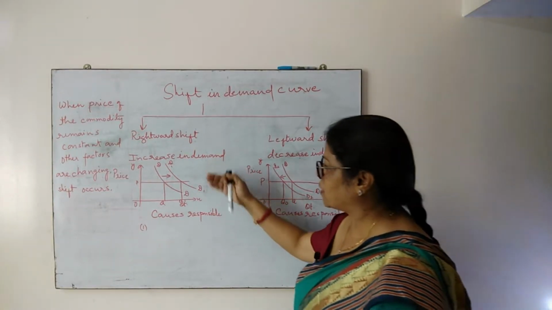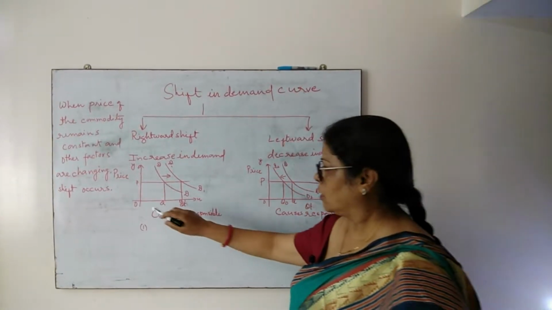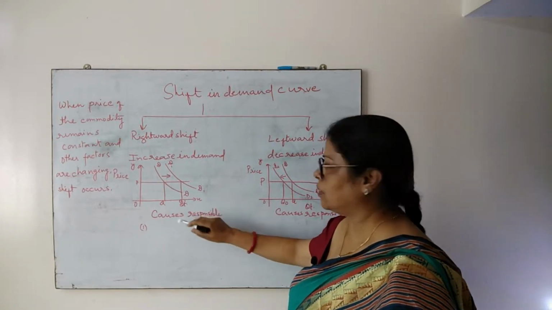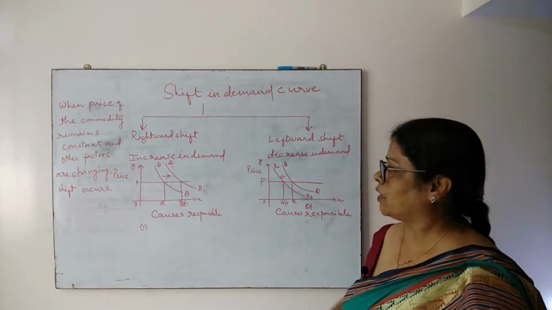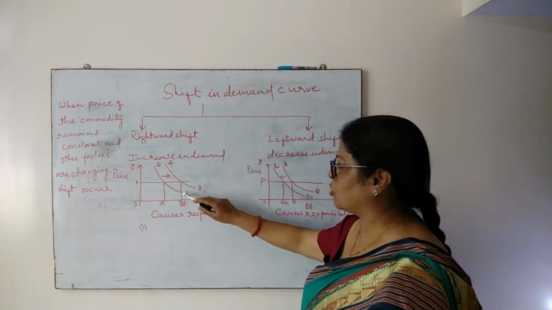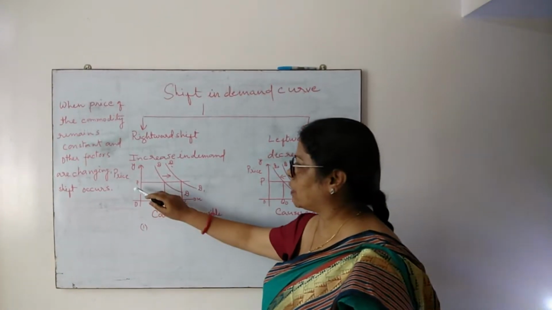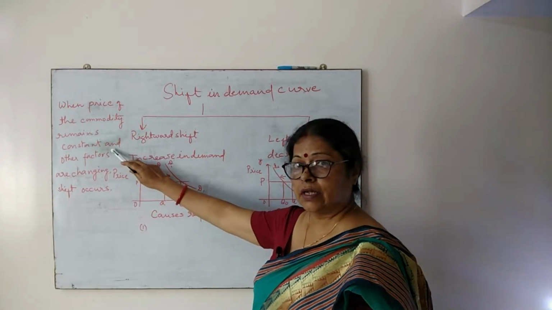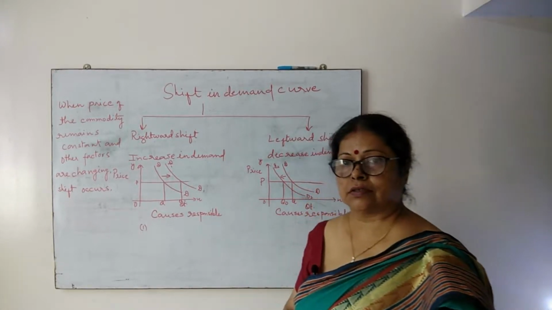Now, when I explain it with the help of a diagram, what I have to do? On the OX axis, I have written quantity demanded, and on the OY axis, price. Whenever you have to answer this question, first you have to draw the demand curve. But one thing you have to remember, that in shift, price of the commodity remains constant, and due to change in other factors, shift occurs.